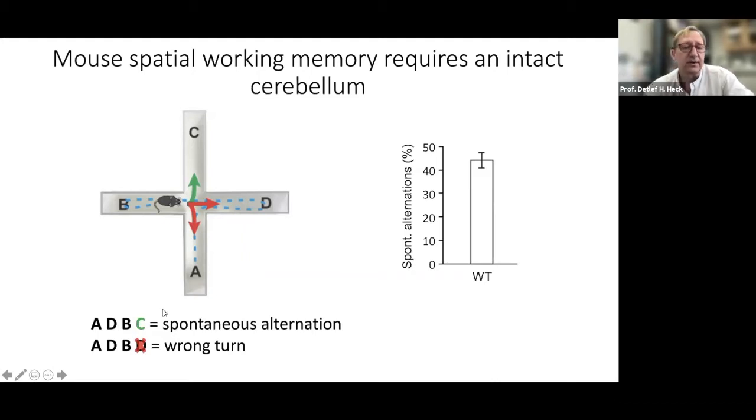So when you analyze the entire sequence from 10 minutes of exploration, you can calculate what percentage of your sequences of 4 are without repetition, are actually spontaneous alternations. In a healthy mouse, you get percentages between 30 and 50. So between 30 and 50% are spontaneous alternations. And in this case, in the 4-arm maze, the chance level is about 22.